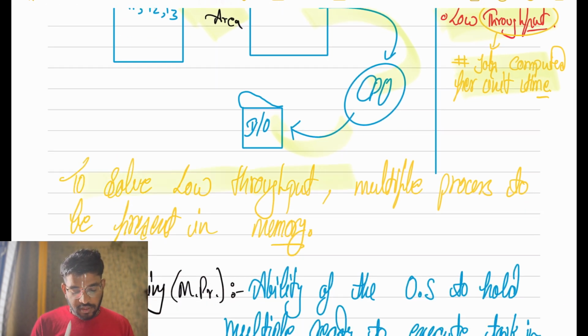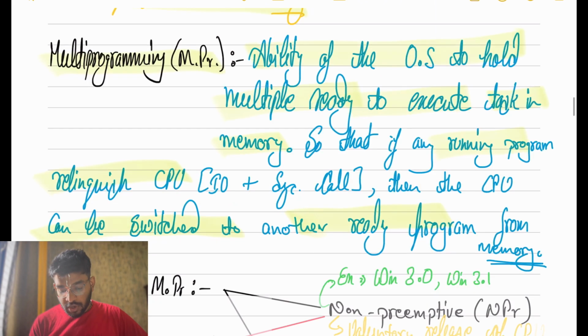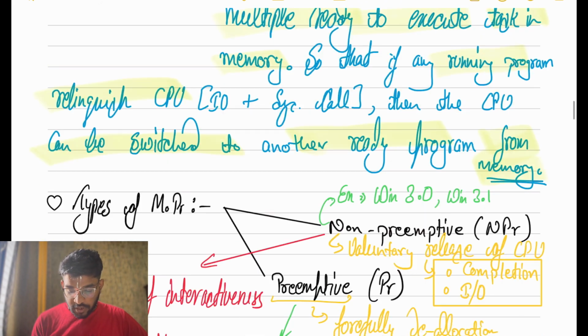To solve this low throughput problem and allow multiple processes to be present in memory, the next operating system comes along, which is the multi-programming operating system. It is defined as the ability of an operating system to hold multiple ready-to-execute processes, meaning those that are ready to be executed at a moment's notice, in memory. So that if any running program relinquishes the CPU, which means it goes for IO operations or executes system calls, the CPU can be switched to another ready program from memory.